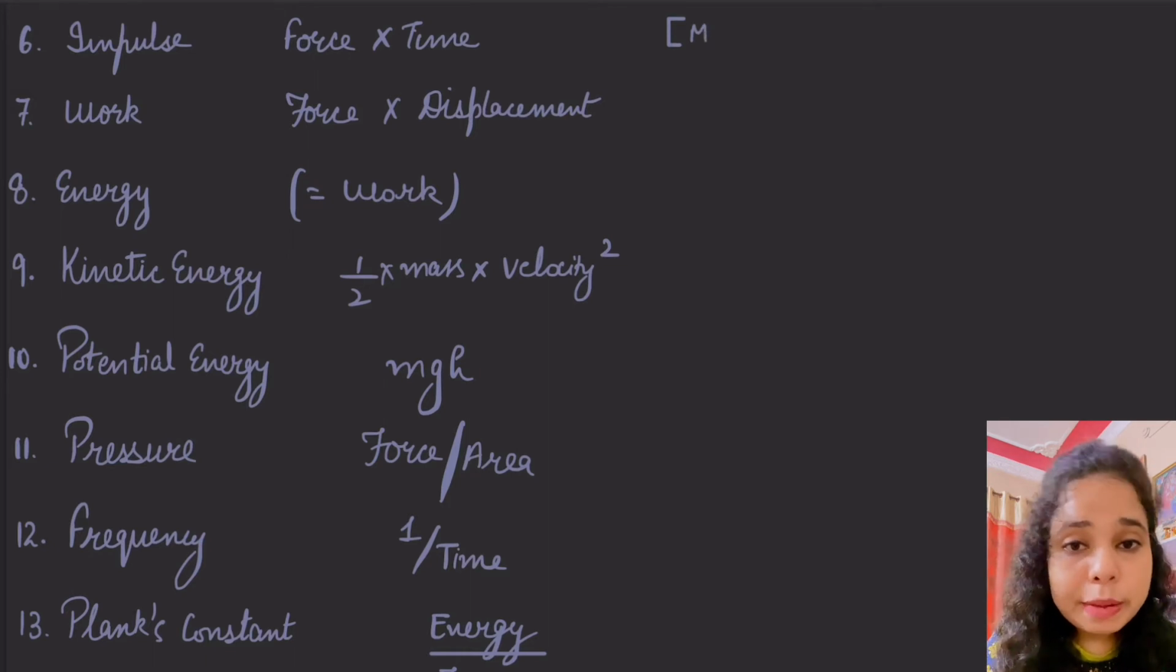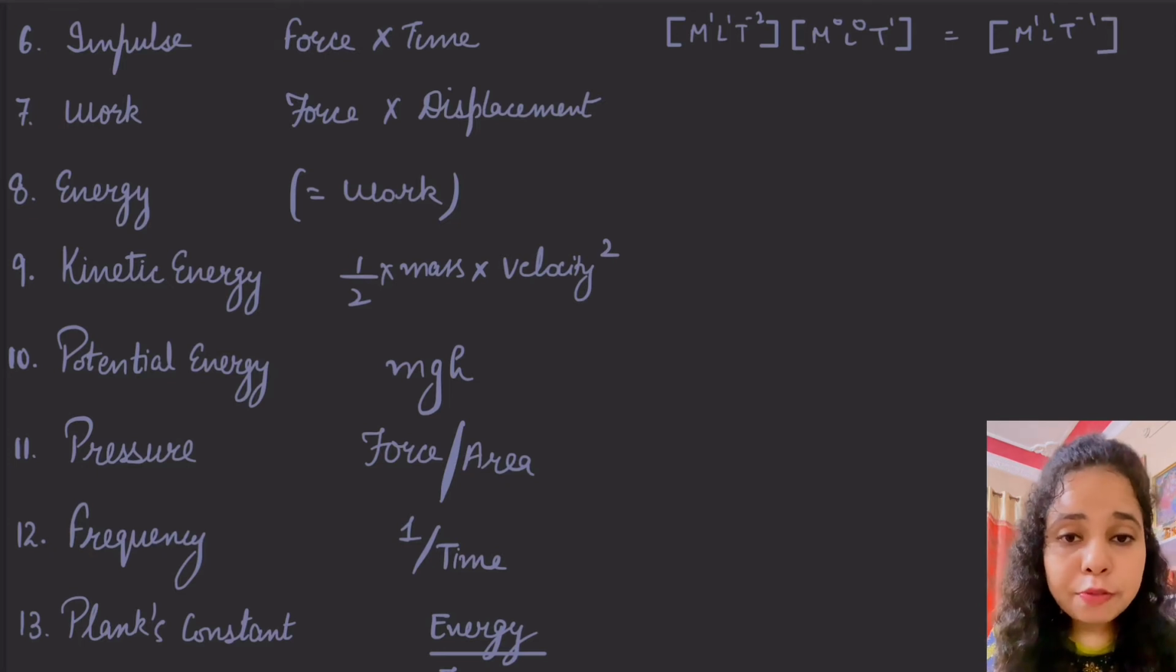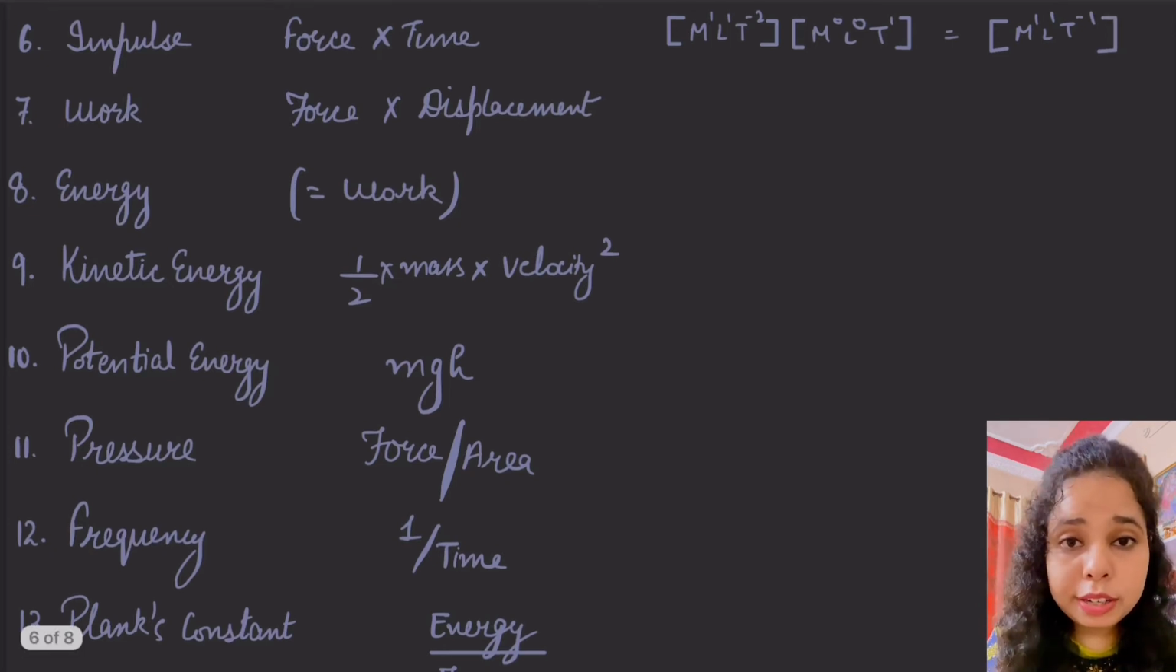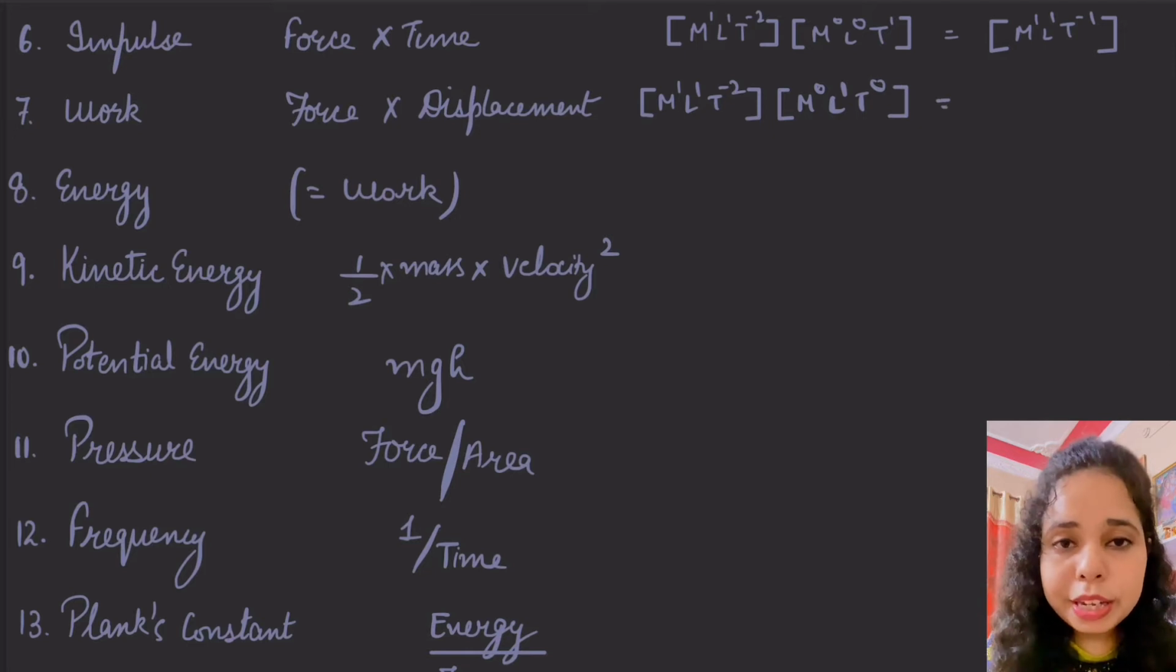For force, we have dimensional formula M^1 L^1 T^(-2), and for time we have dimensional formula M^0 L^0 T^1. Therefore, on combining, we have the dimensional formula for impulse as M^1 L^1 T^(-1). Then we have to calculate the dimensional formula for work, and we know work done is equal to force into displacement. For force, we again have M^1 L^1 T^(-2), multiplied by the displacement, that is M^0 L^1 T^0. Therefore the dimensional formula for work is M^1 L^2 T^(-2).